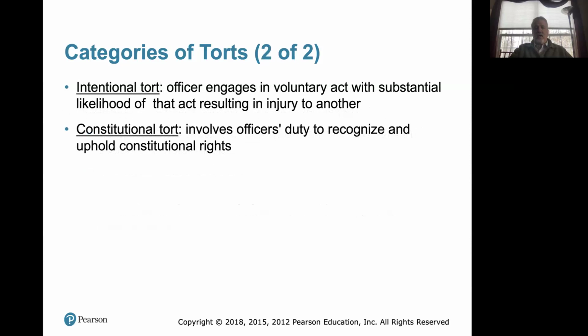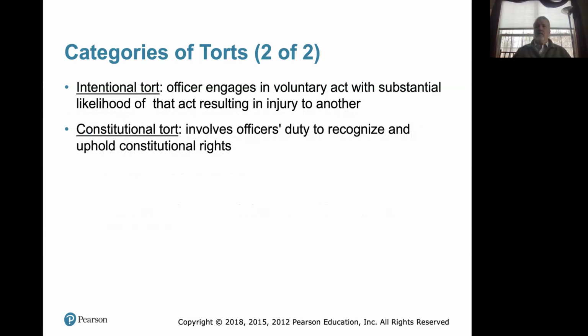Intentional torts: the officer engages in a voluntary, in other words, the officer engages in an intentional act that has a substantial likelihood that the act will result in injury to another. In other words, the officer knows he's doing something wrong, and that wrong, the officer knows it will harm someone, or should know that it would harm someone.